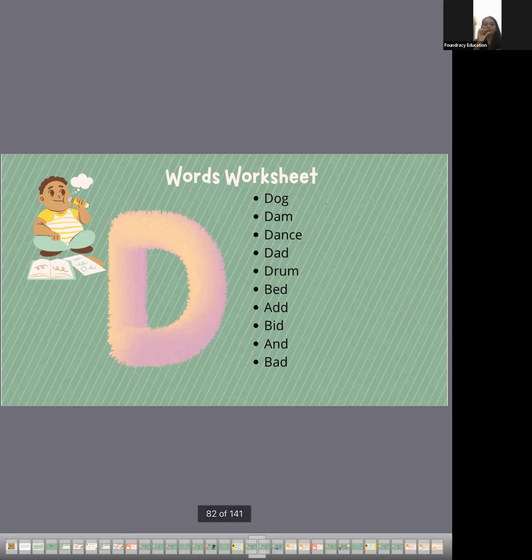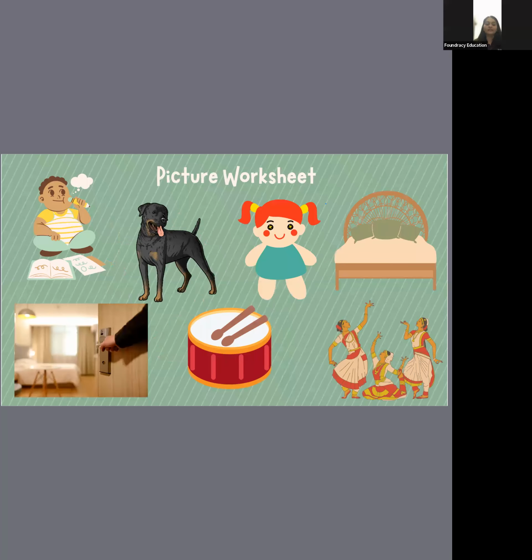You keep a good space. D, d, d, d, d. Yeah, this is the sound, so that you don't say duh. Otherwise, that creates problems. Again, dog, dam, dance, dad, drum. Show them this letter. The letter is D, and from here on, whenever they see this letter, they're supposed to say the sound of d. Correct. And this is again pointing out.